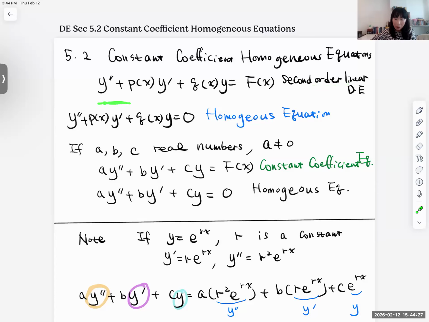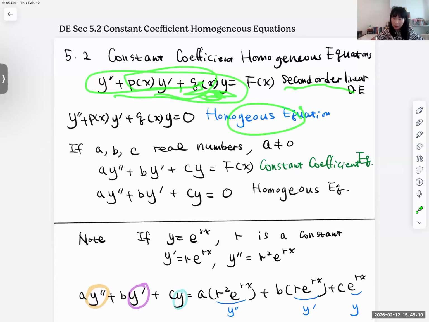The form looks like this: a polynomial times y second prime, plus a polynomial times y prime, plus a polynomial times y, equal to a function f of x. So the derivatives are decreasing: second, first, zero. This is the form of a linear second order differential equation.